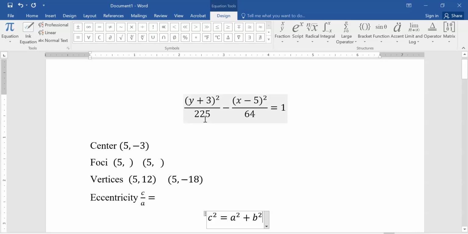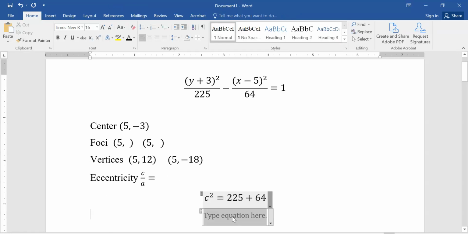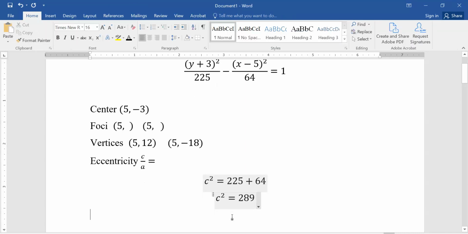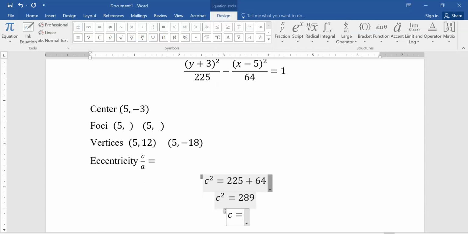Now, in this formula, the a squared and the b squared are kind of interchangeable, but it doesn't hurt to make sure that we always have it right. But we're adding 225 and 64 to get a c squared. Now 225 plus 64 gives me 289. If I take the square root of 289, I end up with 17. So c squared equals 289, so c is equal to 17.